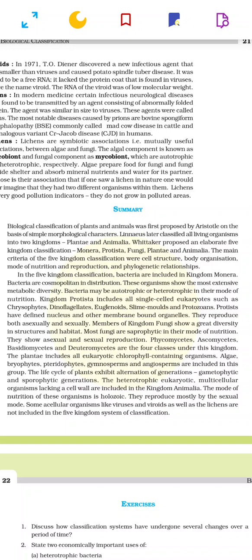So, some acellular organisms like viruses and viroids, as well as the lichens, are not included in the five-kingdom system of classification.